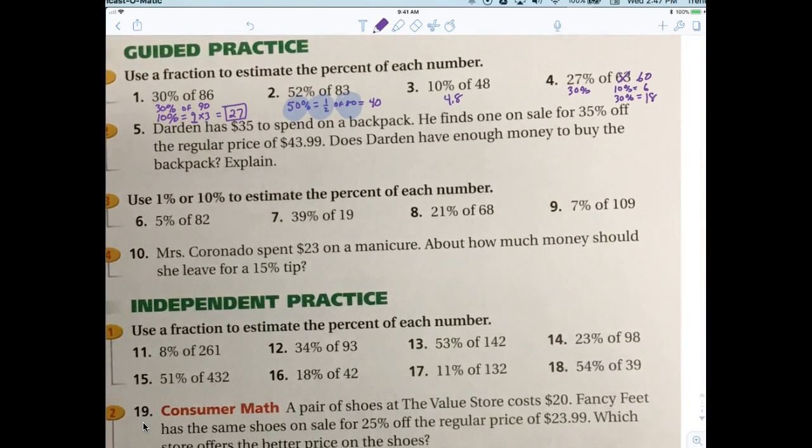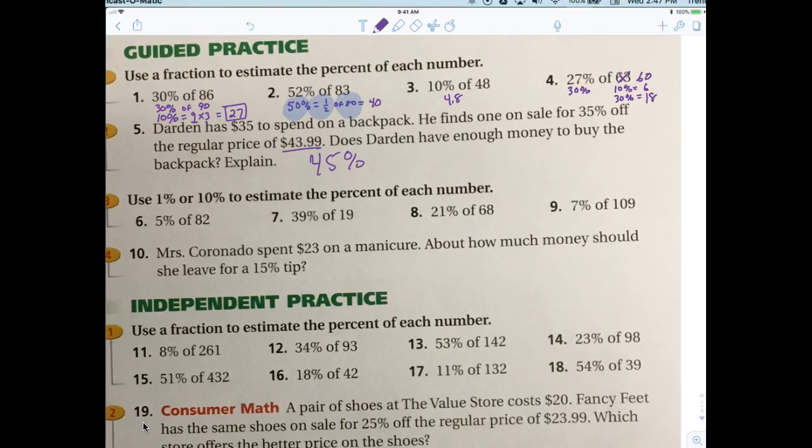So this person has $35 to spend on a backpack. He finds one on sale for 35% off the regular price of $43.99. Does he have enough money to buy the backpack? All right. So what we're going to do is we're just strictly going to estimate. So the backpack costs what? $43.99, but I'm not doing that, right? So I want to be conservative, so I'd want to make the price a little higher. Do you agree? So $45.